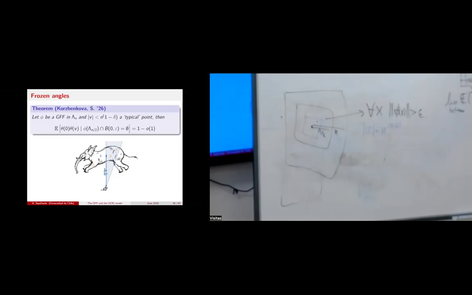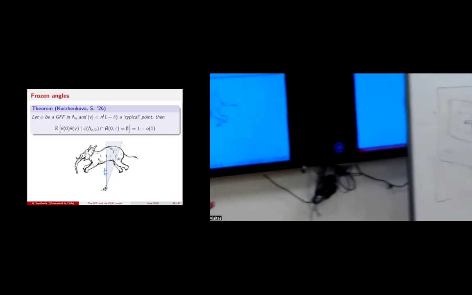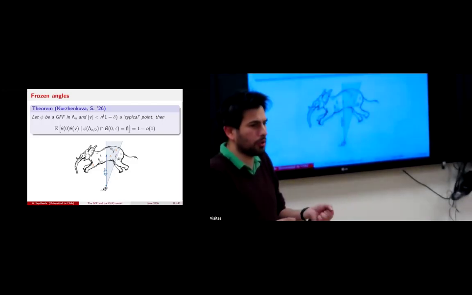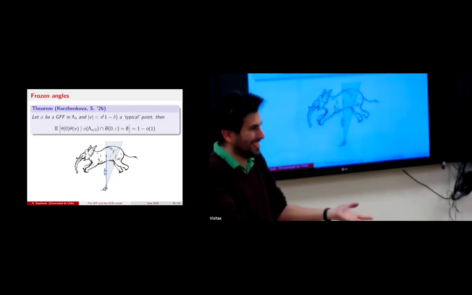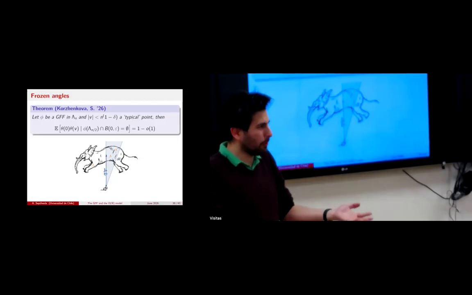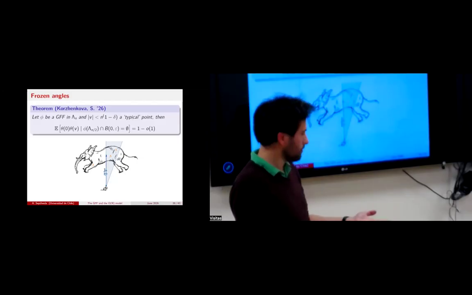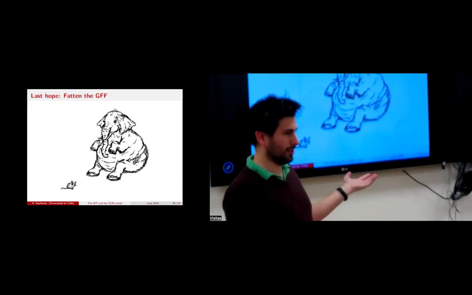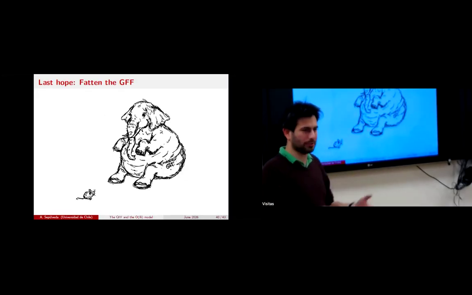Like all the angles should look at the same side. And with this, we realize that this is not the good model for what we were asking. It's a little bit sad, but it's not the good model because you will not have exponential decrease of the correlation. You are frozen. It's completely the opposite. But we already know how to fix it. We have to fatten the GFF. Yes, so you have to put some mass on the GFF.